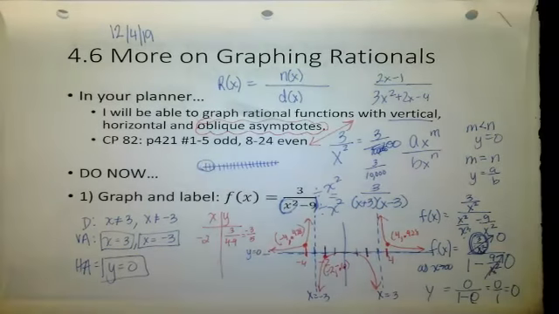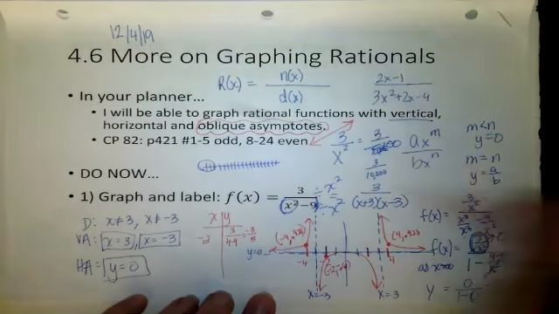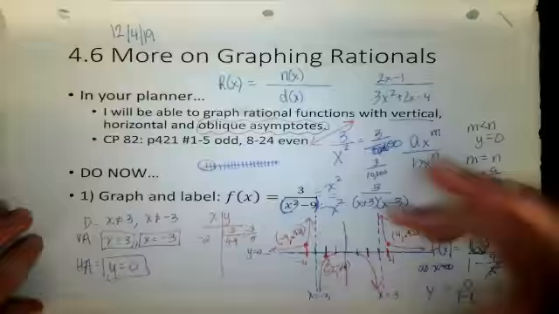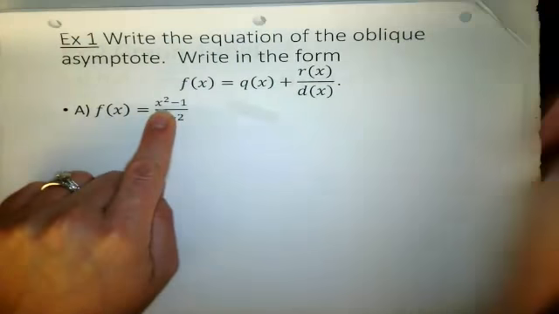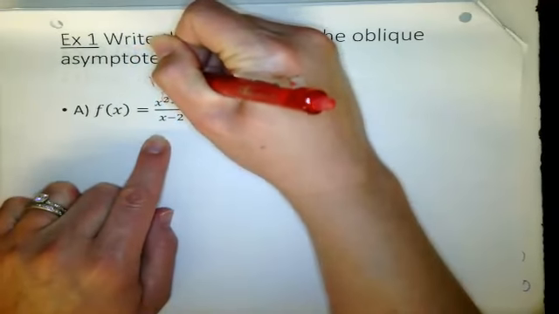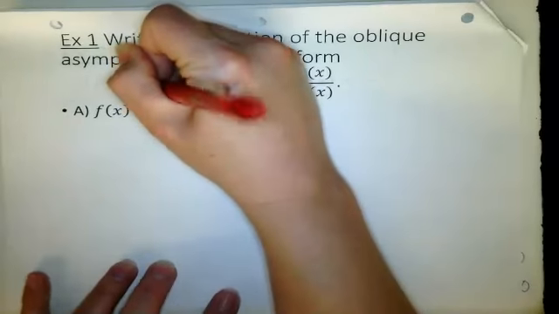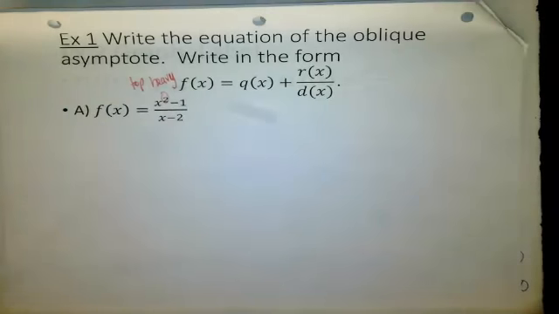So oblique asymptotes occur when our function is, I'm going to say, top heavy, meaning like this function, we have the higher power on top, all right? It's top heavy. We have that higher degree on the top. And what happens when we have that higher power on top is we can actually simplify this function. It's not in lowest terms.